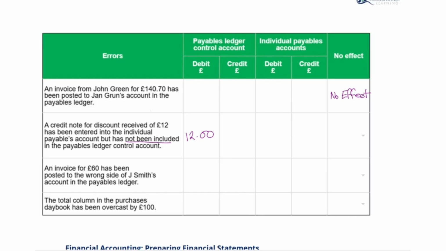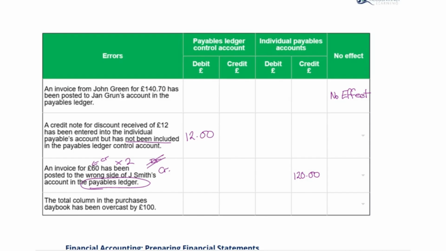An invoice for £60 has been posted to the wrong side of J. Smith's account in the payables ledger. So this should have gone through as a credit, but actually it's gone through as a debit. So the first thing we're going to do is credit 60, which will get rid of the incorrect debit that's in there. And then we credit again. So we've got two lots of 60 on the credit side. It's in the payables ledger where the error is. So we'll do a £120 credit to the payables ledger.